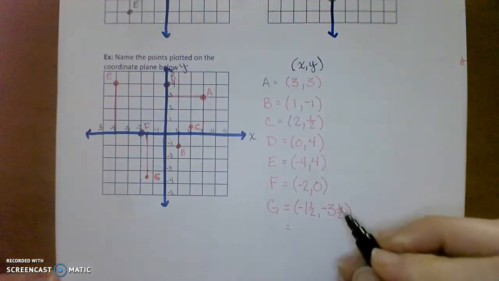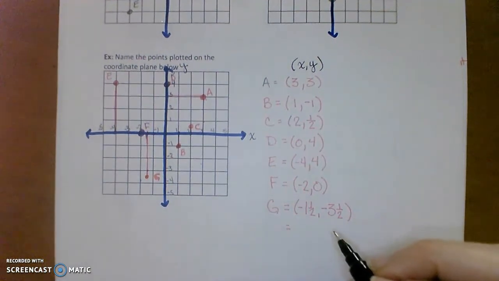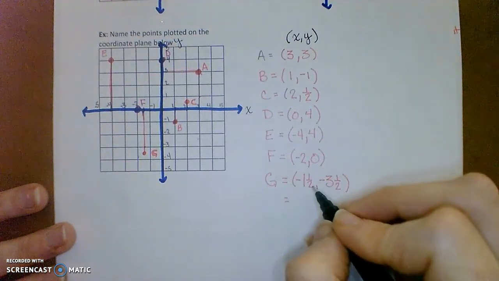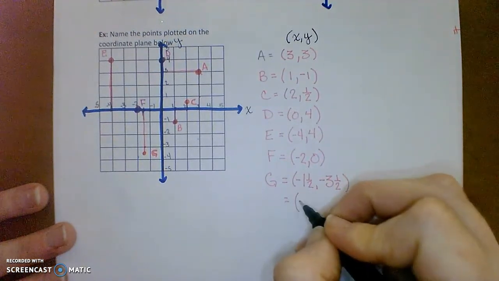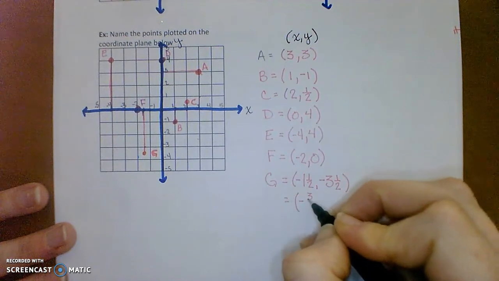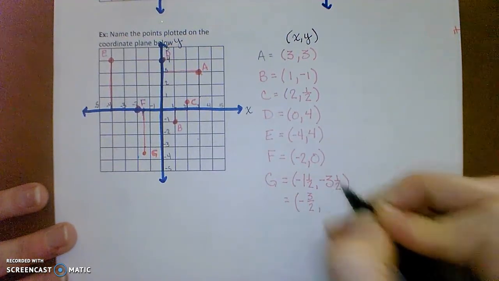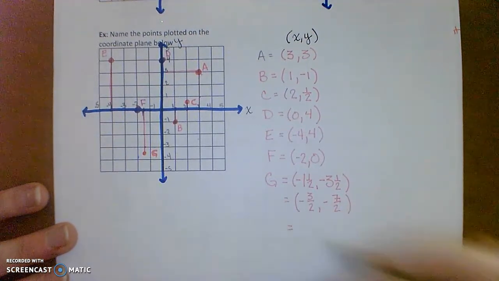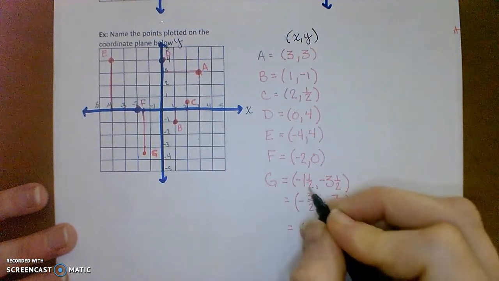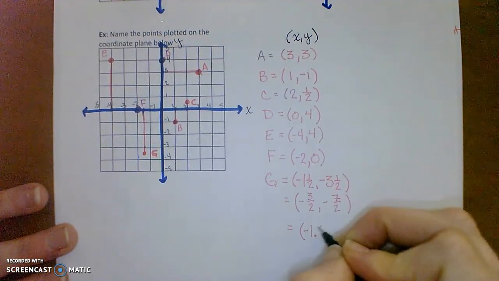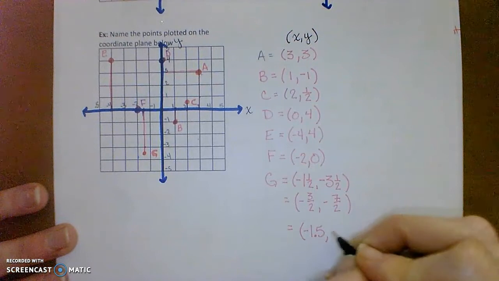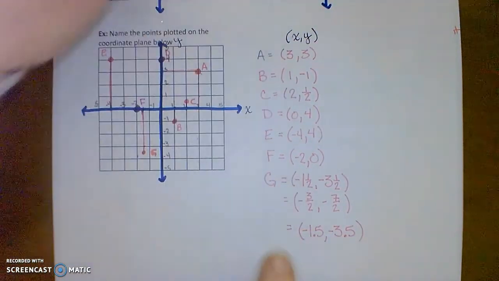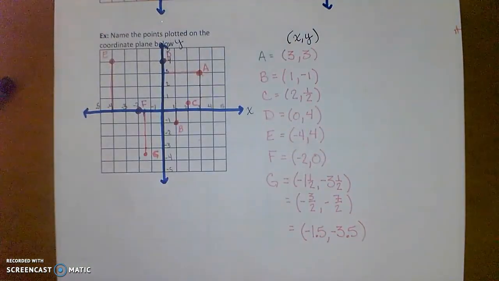Generally mixed numbers are not very useful when we're doing algebra. So you can either use improper fractions, which would be negative 3 halves, and negative 7 halves. Or sometimes decimals could be useful as well. So negative 1.5 would be negative 1.5, and negative 3.5 would be negative 3.5. So really, either one of these would be more useful than the mixed number version.